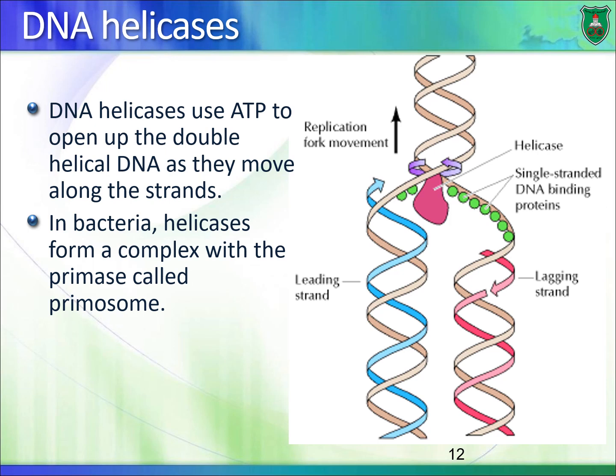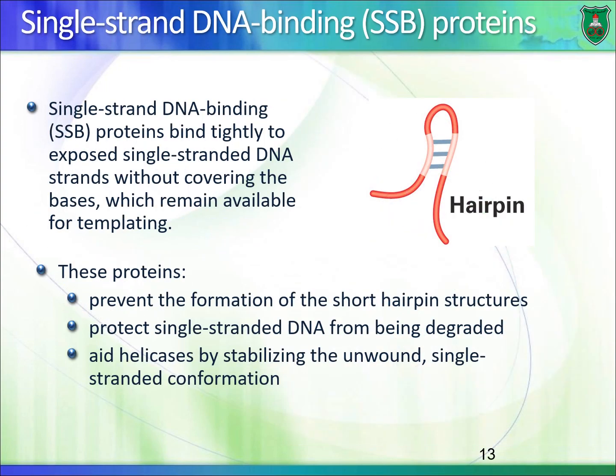Now, remember that this is something important for proteins and enzymes: they tend to form complexes in order to process any mechanism really fast. Okay? So we have single-strand DNA binding proteins, and these are really important for three purposes. The first thing is that they prevent the formation of short hairpin structures.